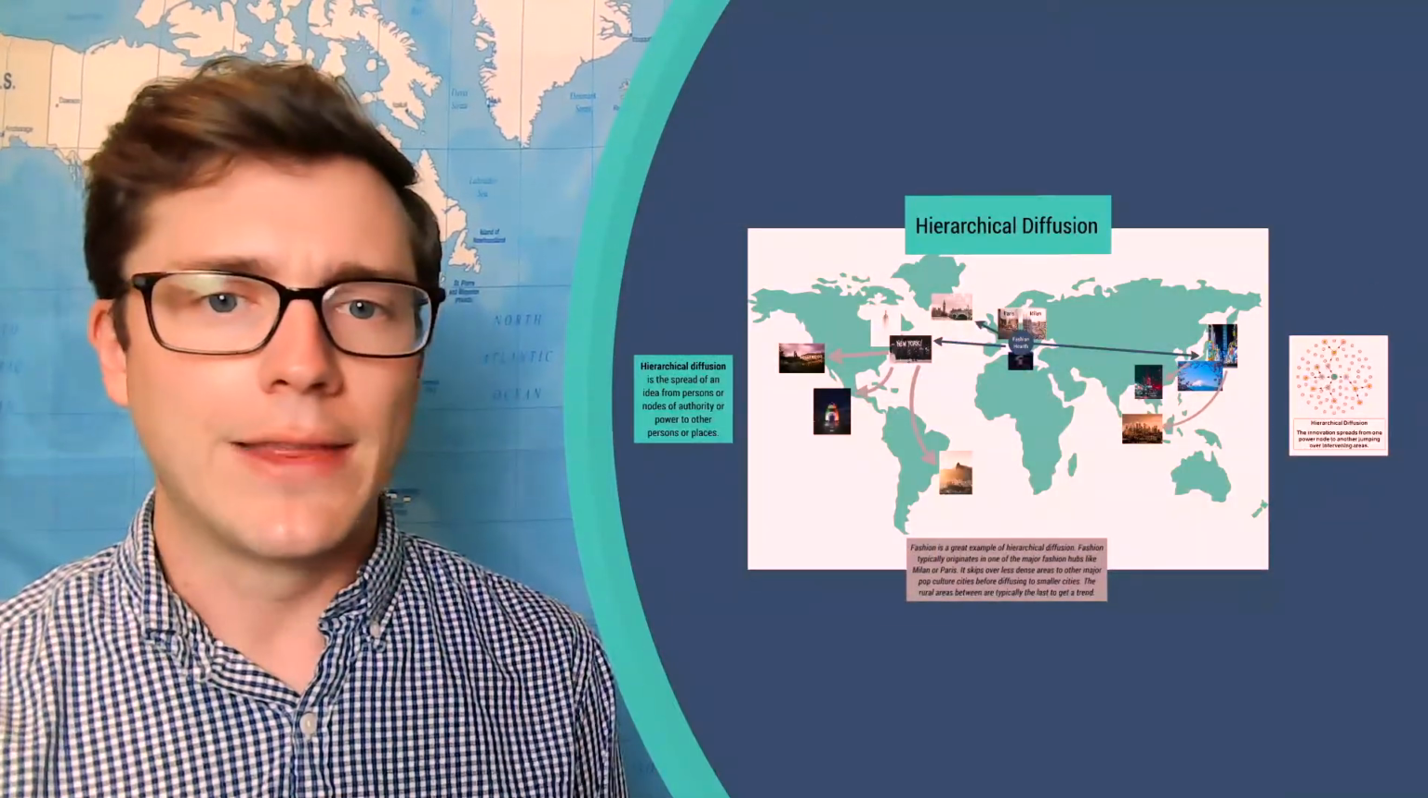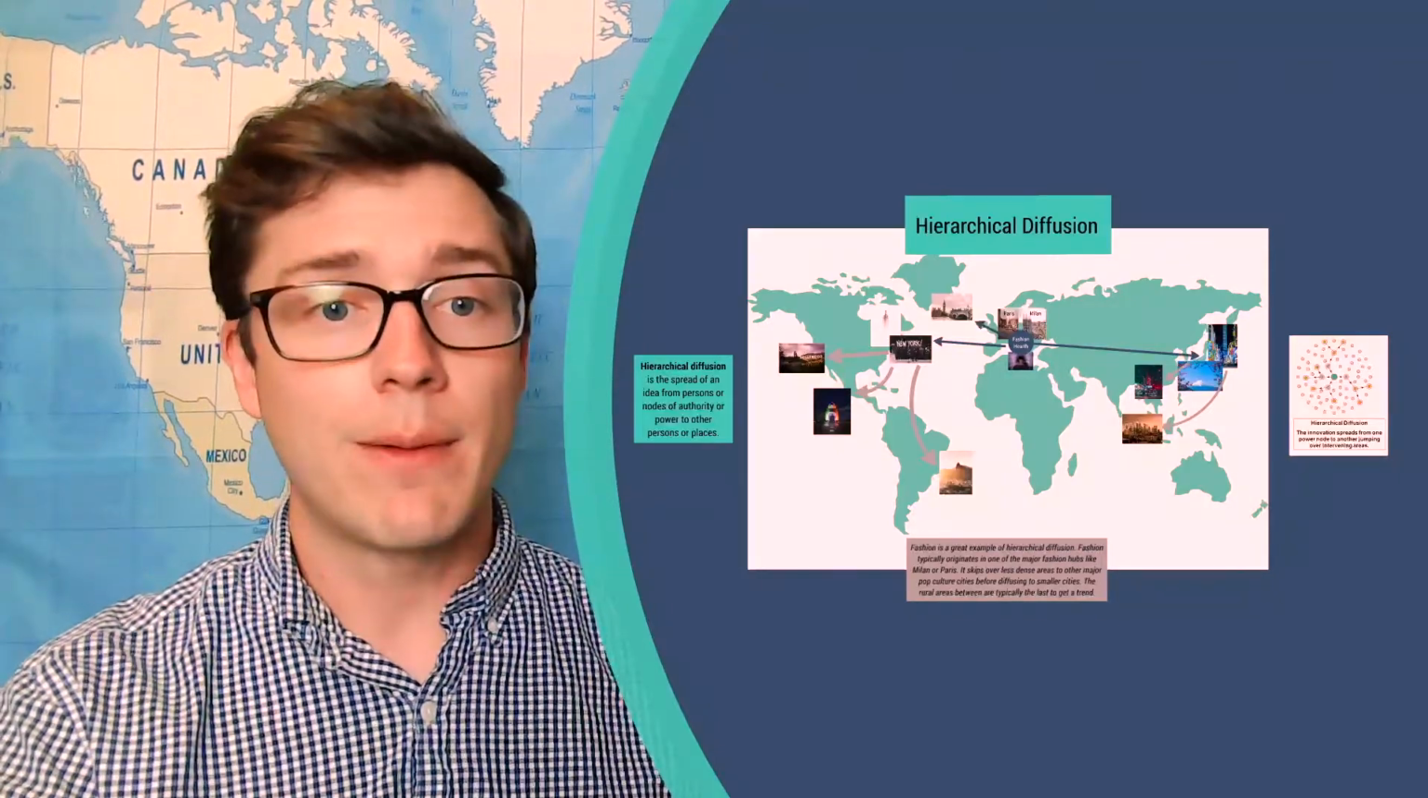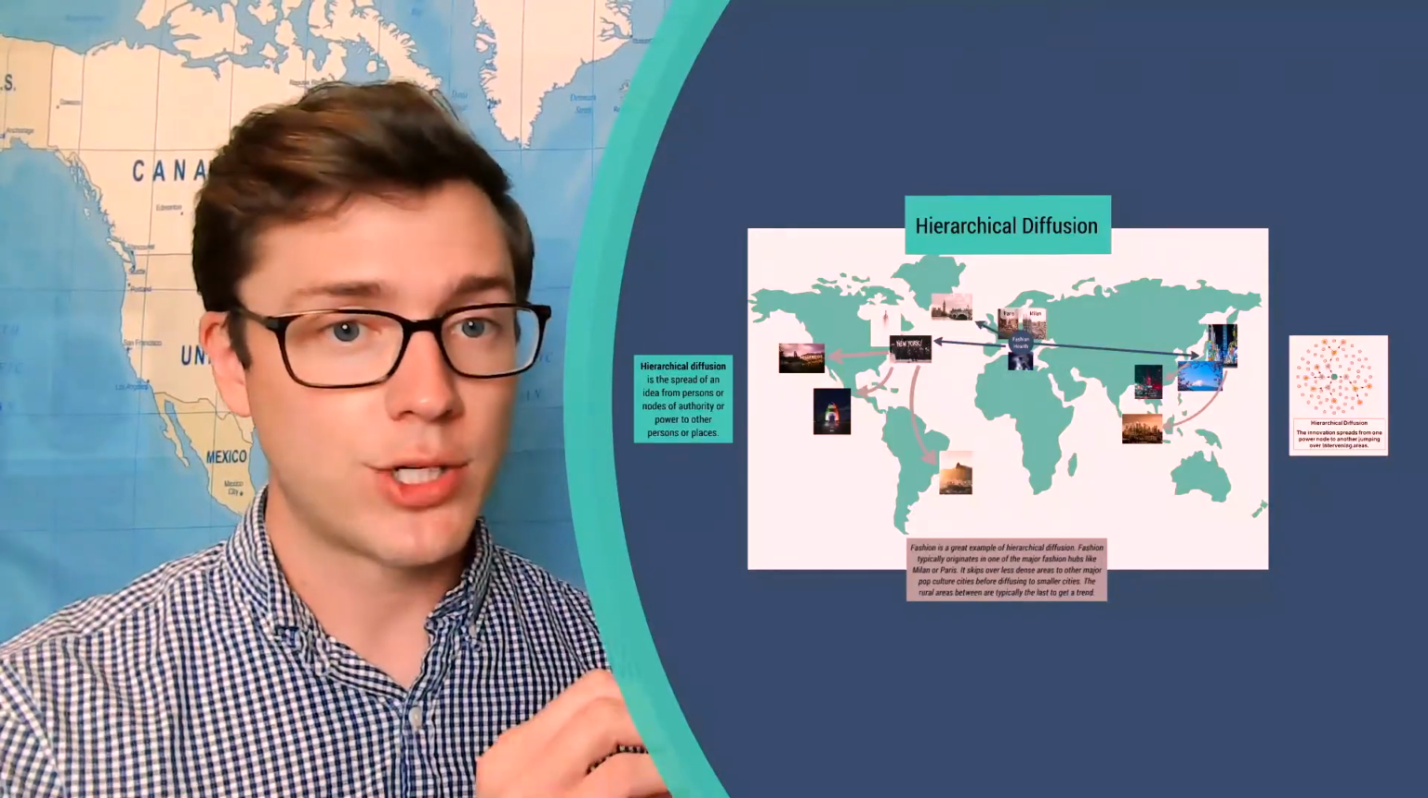All right, the next type is hierarchical diffusion. Hierarchical diffusion is another type of expansion diffusion, so it's like contagious diffusion, but it's a little different.